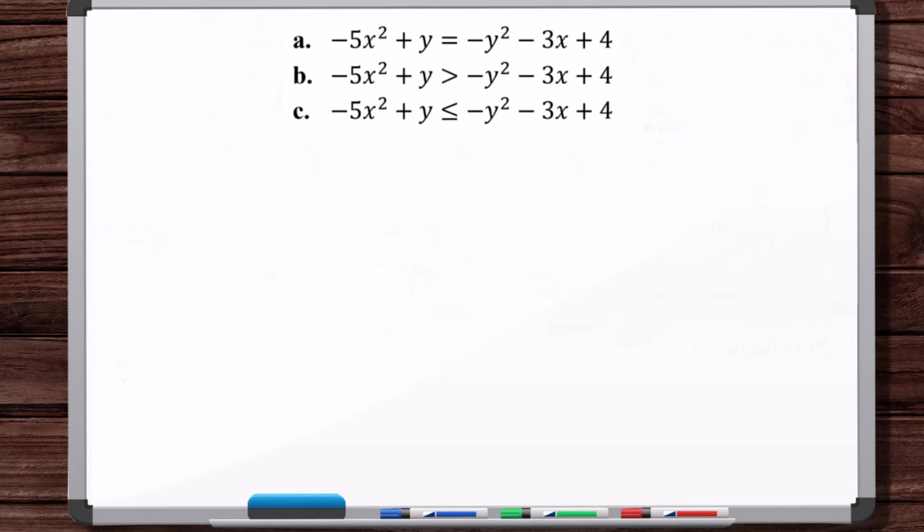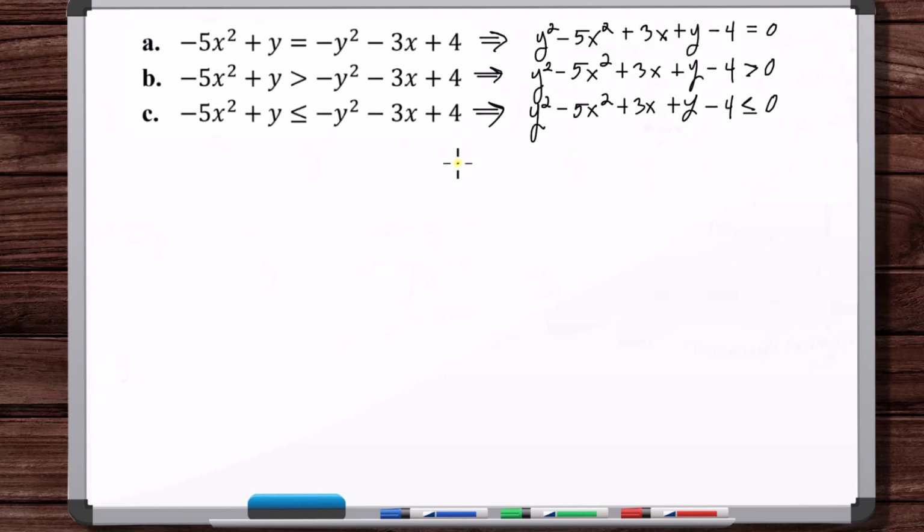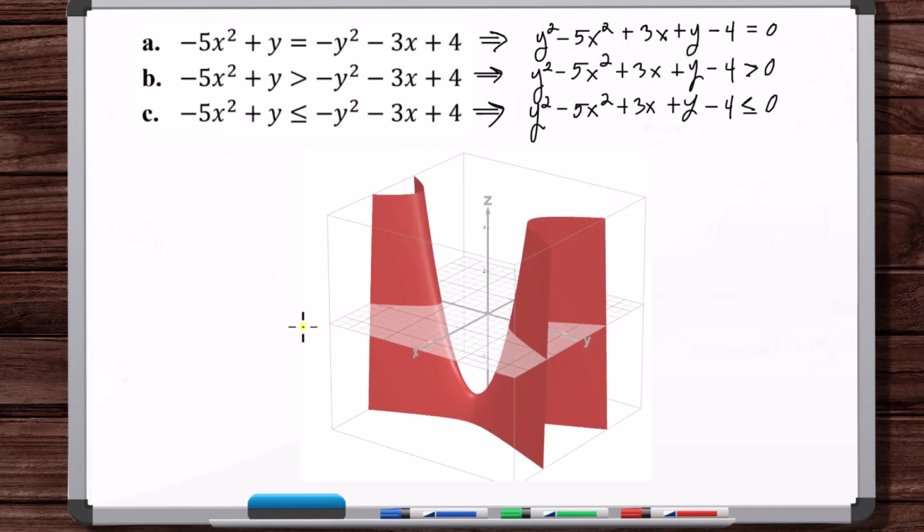So it's going to be a lot simpler to bring all of these terms to one side of the equation or inequality and have the opposite side equal to 0. So let's go ahead and do that. Okay, so now let's use Desmos, 3D Desmos, and plot this expression of x and y in the 3D Cartesian coordinate system. There we go.